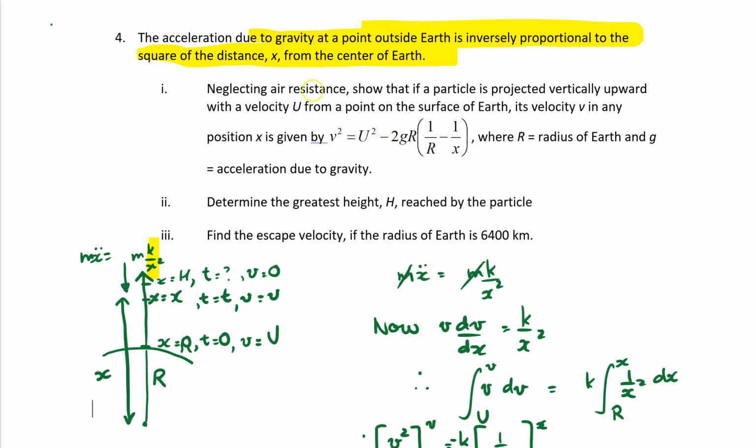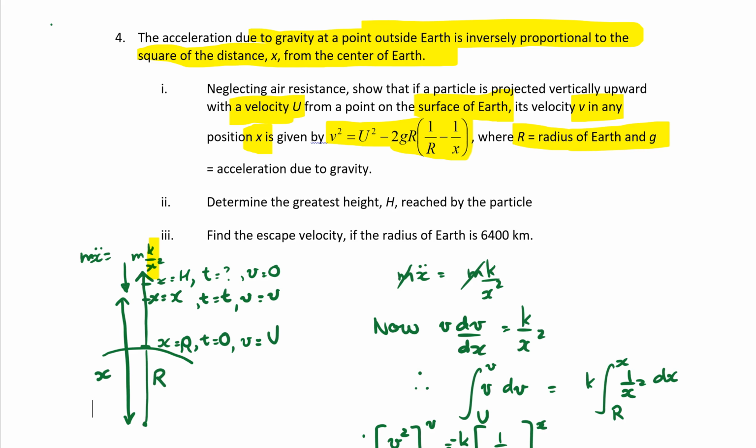So in the first part, neglecting air resistance, show that if a particle is projected vertically upward with an initial velocity u from a point on the surface of the Earth, so not the centre of the Earth, its velocity in any position x is given by this expression, where r is the radius of the Earth and g is the acceleration due to gravity.